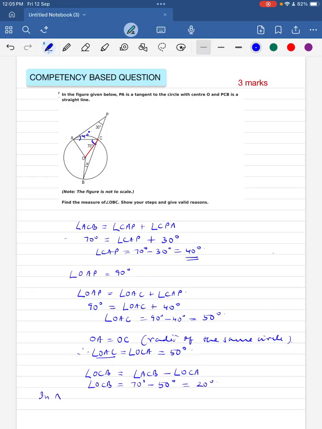Now in triangle OCB, I know that OC is equal to OB because they are radii of the same circle. Okay, so therefore angle X will be equal to angle OCB because angles opposite to equal sides will be equal in an isosceles triangle. So the value of X will now become equal to OCB, which we found out earlier as 20 degrees. Okay, so the answer to the question, the measure of angle OBC, that is X, is equal to 20 degrees.